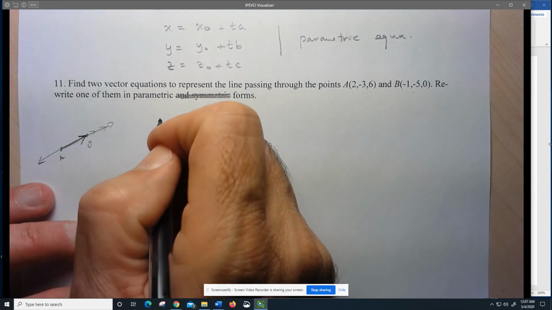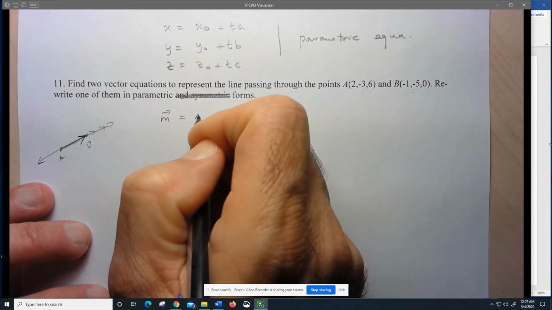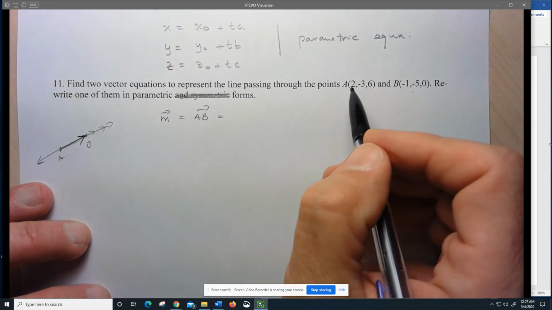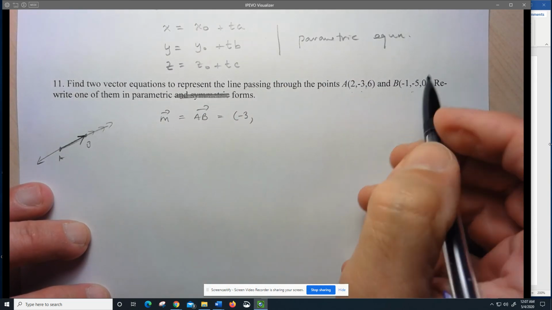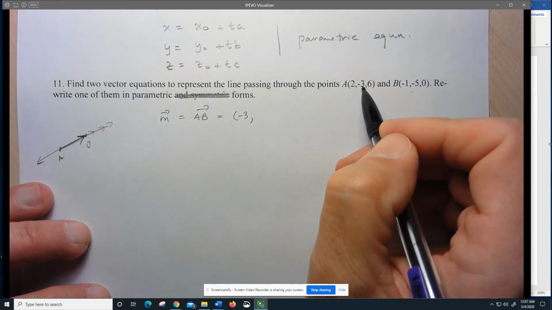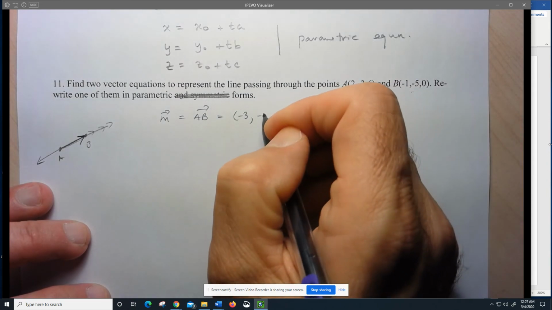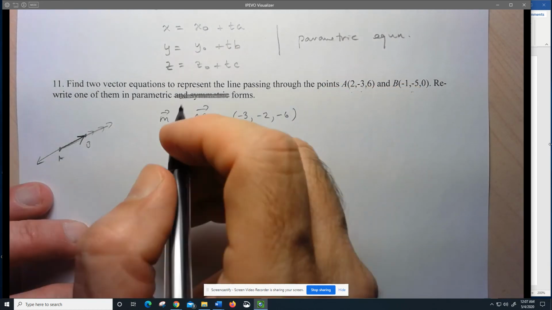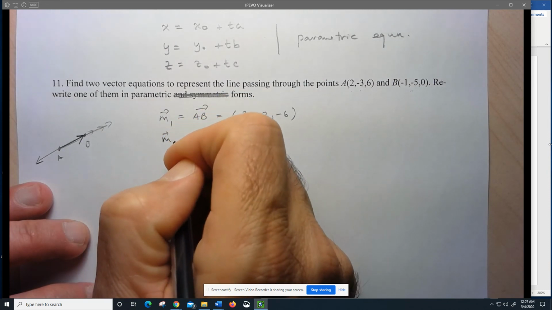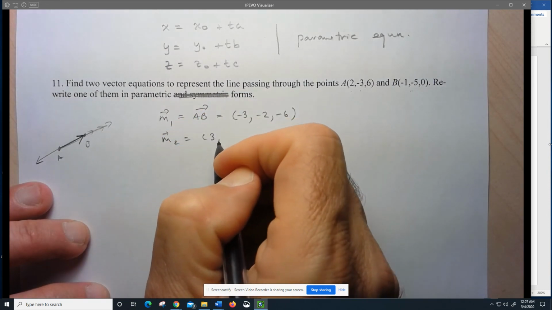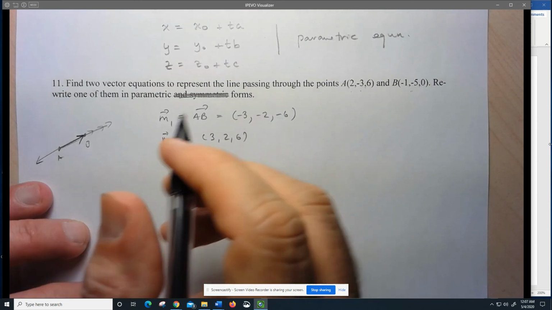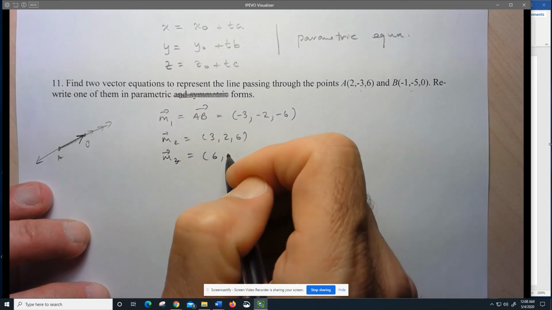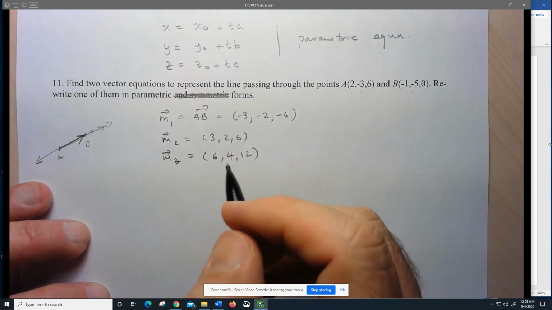So let's start by finding our one direction vector. Let's say we take the vector AB. So what do we have? Remember, second minus first, so -1 minus 2 is -3. And here -5 plus 3, because minus -3, is going to be -2. And then 0 minus 6 is -6. So there's one direction vector. I could have done BA, which would have given me 3, 2, 6. I could take double this, 6, 4, 12, and so on and so forth.